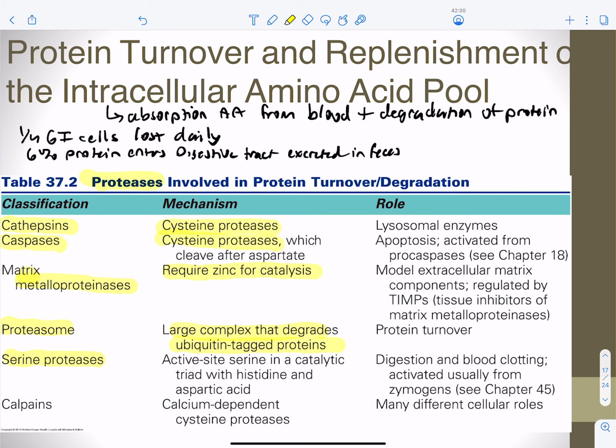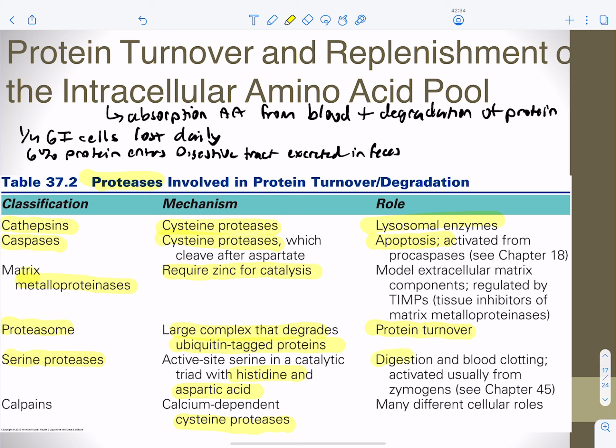So the active site of the serine proteases is going to be a triad with histidine and aspartic acid. And you have your calpains, which are going to depend on calcium, but they're also cysteine proteases. So your cathepsins are going to be found in your lysosome. Your caspases are associated with apoptosis. Your matrix metalloproteases are going to be important in the extracellular matrix. And then your proteasomes are key for turning over protein and recycling amino acids within the cells.